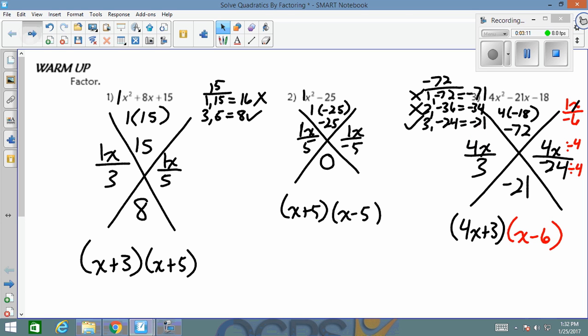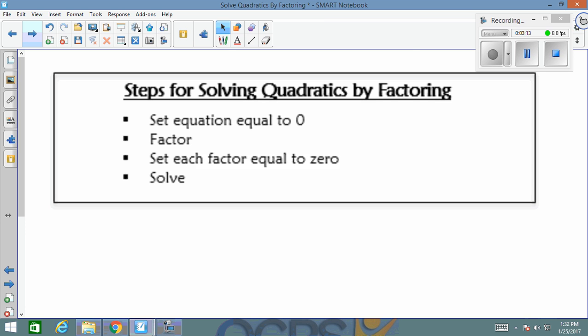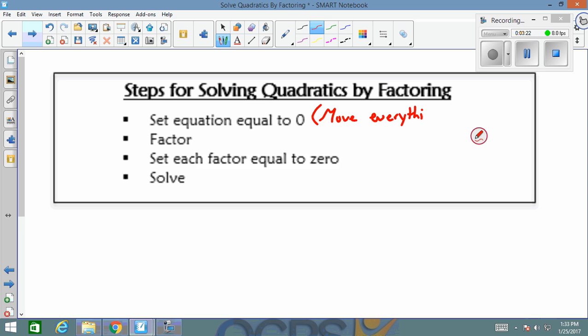Okay, so this is what we've been learning. And now we're going to take it to the next level. We're going to solve quadratics by factoring. First thing we need to do is set the equation equal to 0. So we're going to move everything from right to left.